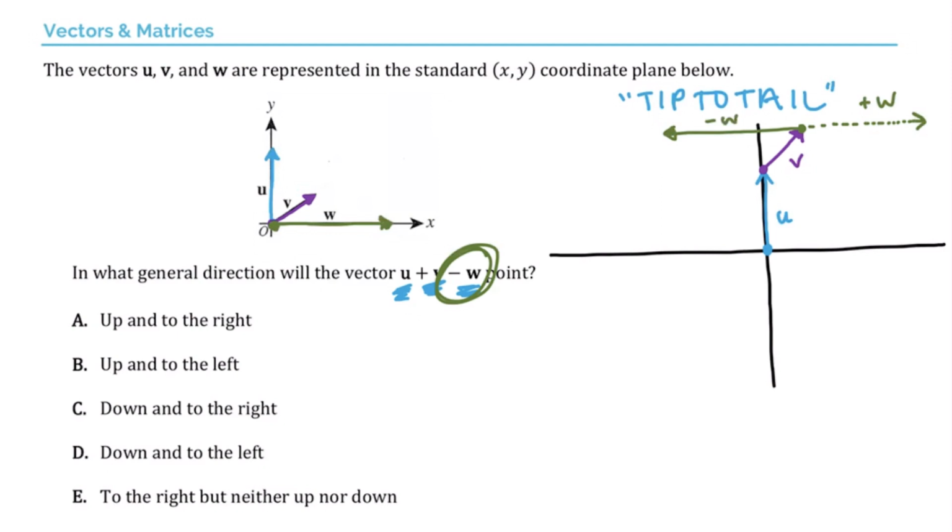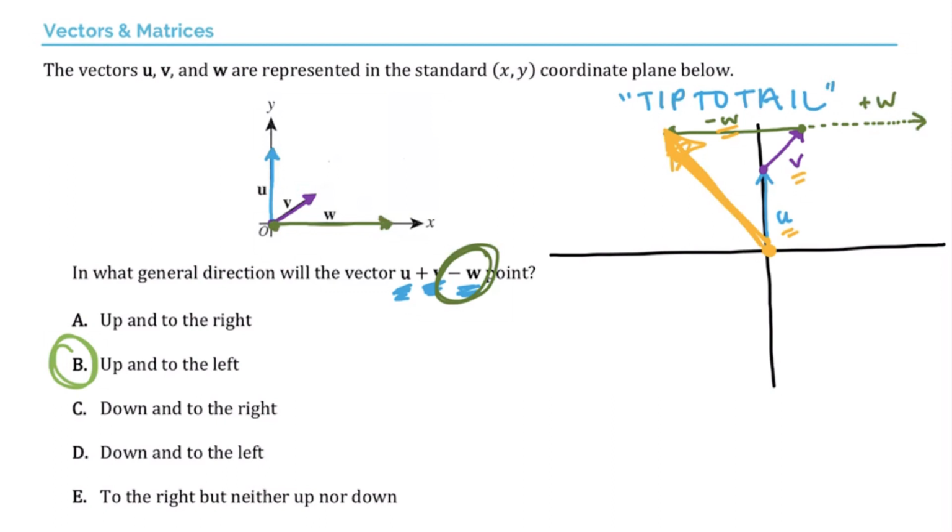So then our final vector, when we do U plus V minus W, you go from the same starting point to the same end point and then connect. So what is the general direction when we had vector U plus vector V minus vector W? We're basically going up and to the left. So the correct answer is B.